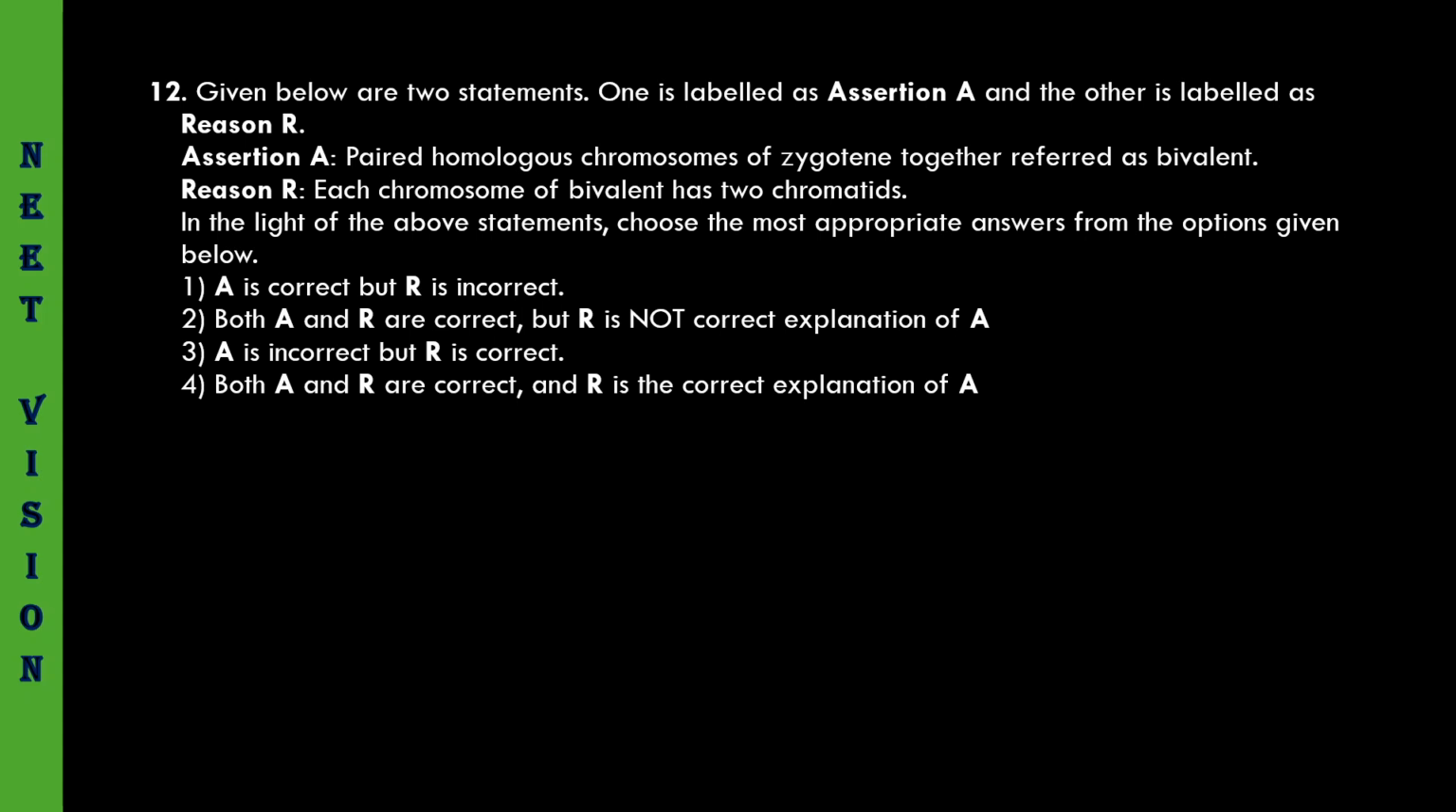Bivalent is the pairing together of the two homologous chromosomes. Not by just having two chromatids in each chromosome do we call it a bivalent. Right? So the assertion is true, the reason is also true, but the reason is not explaining the assertion, so the answer must be 2. 2 is the answer.